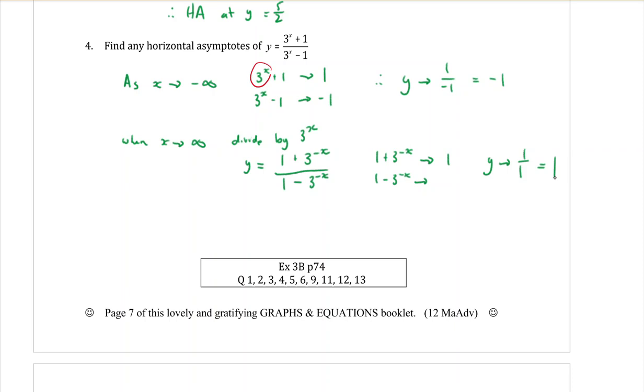So when you approach negative infinity, you don't change anything? Oh, no, I didn't need to change anything for that one, because subbing in the negative infinity meant that I had a negative big number as my power, which was the 0 that I was after.